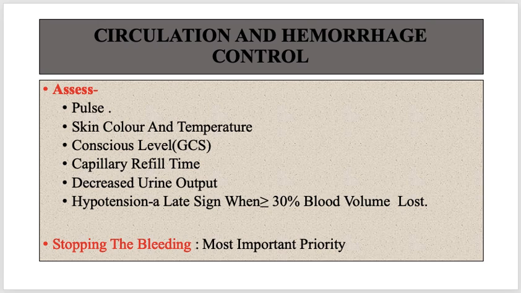So in circulation, of course, we can check the pulse, we can check the blood pressure, especially systolic blood pressure. We can check the color of the patient. We can do a capillary refilling time. You can check for the urinary output if there is time. But of course, in trauma patients, you don't have time to monitor the urine.